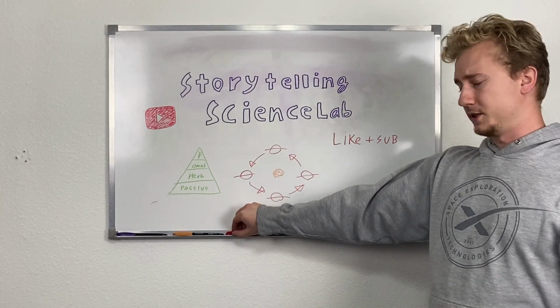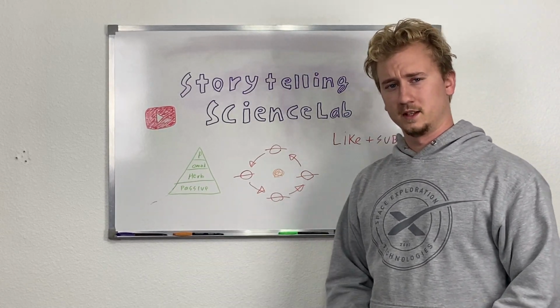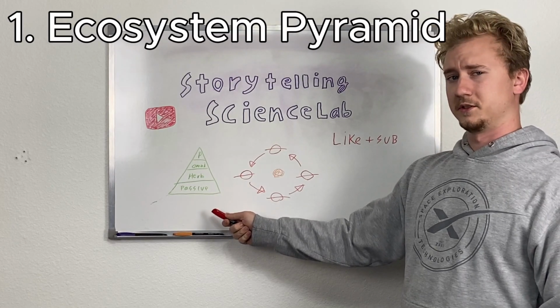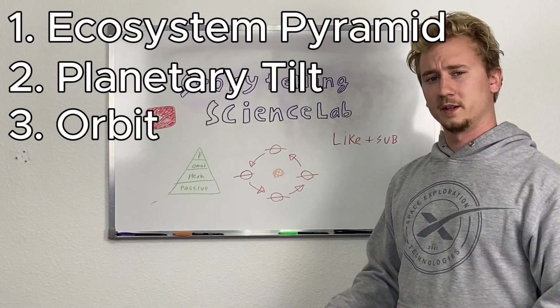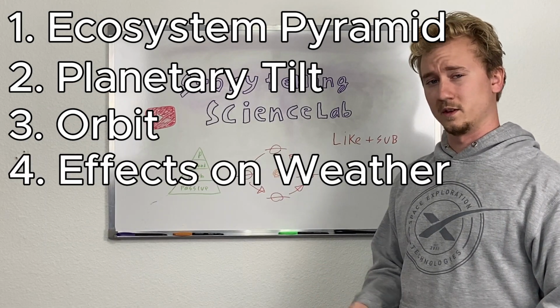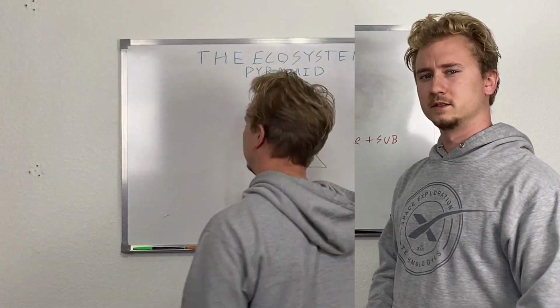In this episode, we'll talk about designing an ecosystem, including the ecosystem pyramid and information about planetary tilt, orbit, and how that affects weather on a planet. With all that said, let's get right into it.